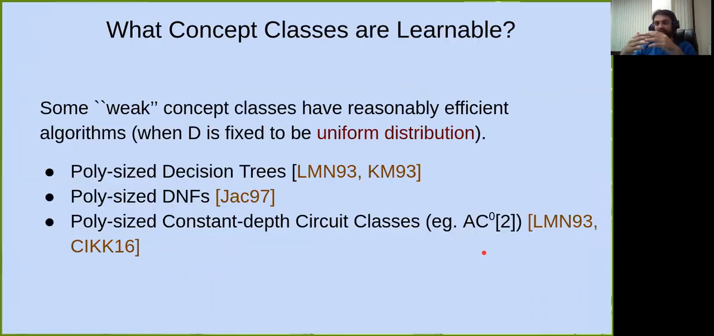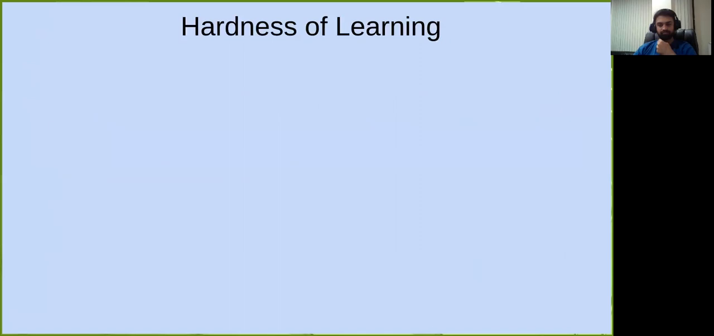So what classes are learnable? Like we defined this notion of learnability and circuit classes, what classes are learnable? Over time, it has been shown that there are some weak concept classes which have reasonably efficient algorithms, particularly when the distribution is uniform. Examples include polysize decision trees, or with respect to circuit classes, polysize DNFs or polysize constant depth circuit classes like AC0 with parity, which have reasonably efficient algorithms.